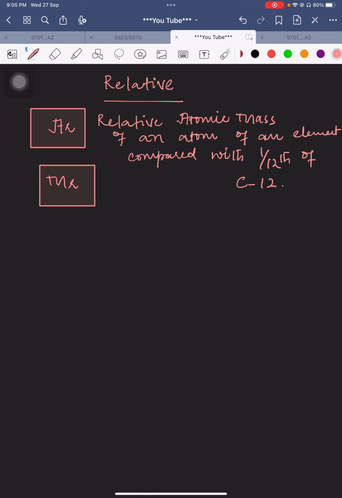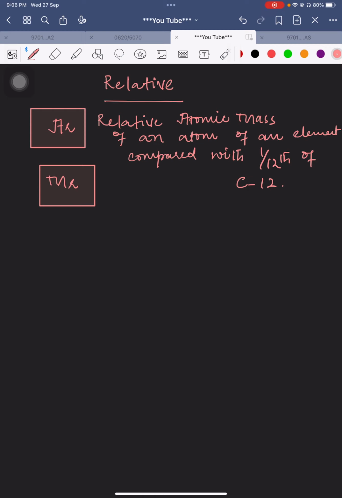Okay, carbon has different isotopes as well, but we are talking about which isotope? Carbon 12. Carbon has an isotope of carbon 13. Carbon has an isotope of carbon 14. So you people might have heard this term of carbon 14 used to study ancient things, archaeology, and all these processes. So this is called carbon dating, and it is used with the help of carbon 14 and so on. So this is one of the isotopes, but here we are considering carbon 12 as a standard. So what is AR? Relative atomic mass of an atom of an element compared with 1/12 of carbon 12.